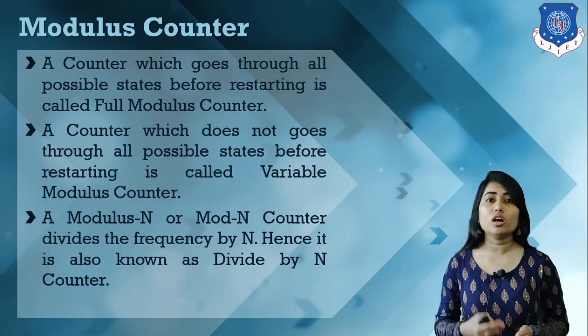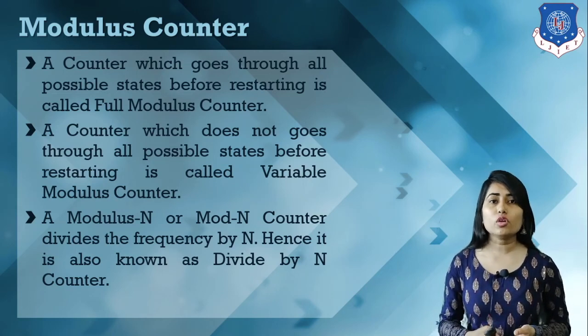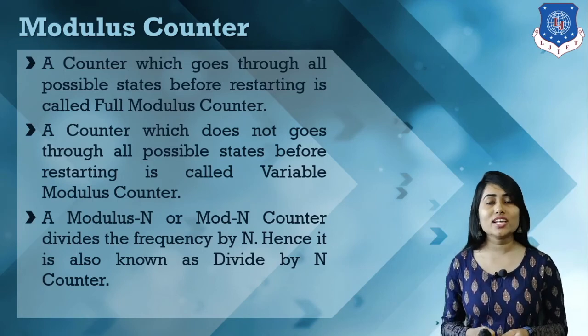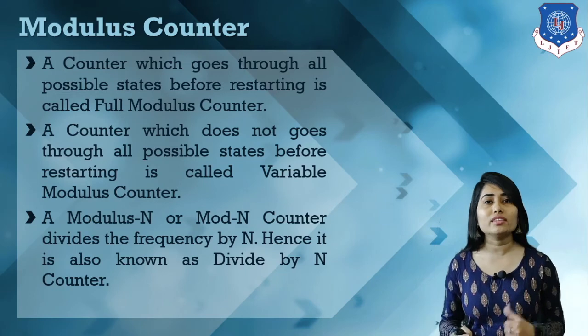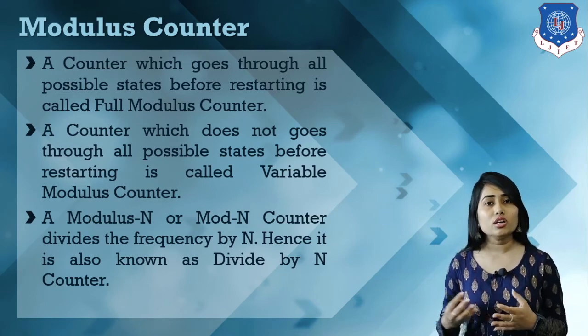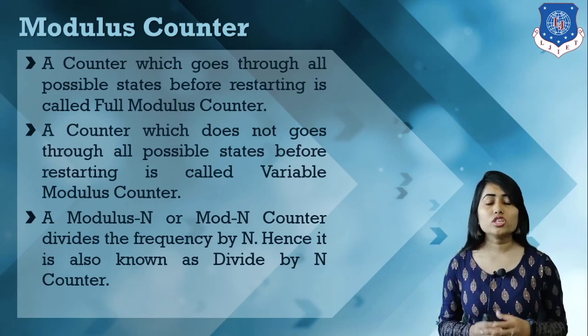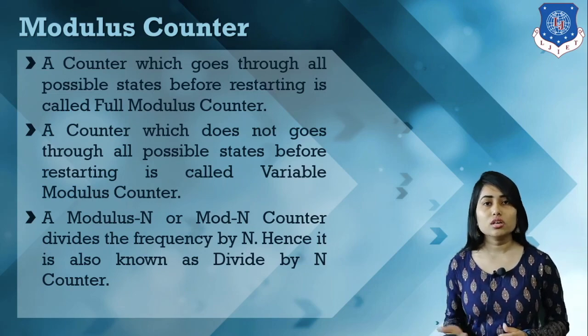Then we have an up counter which counts upward. Then we have a down counter which counts in a downward direction. Then we have an up and down counter which can count in either direction, up or down. And here we have this type of counter, that is the modulus counter. Okay, so these are our counters and their classifications.